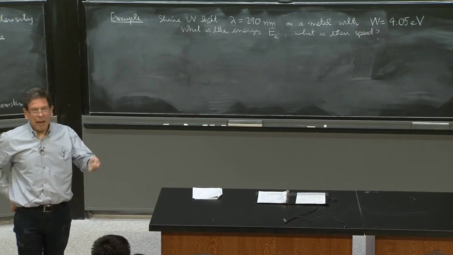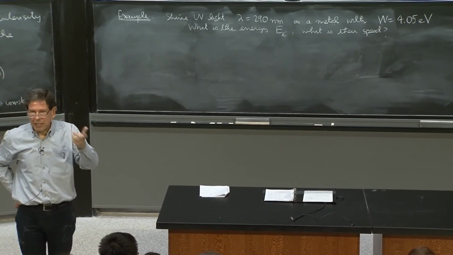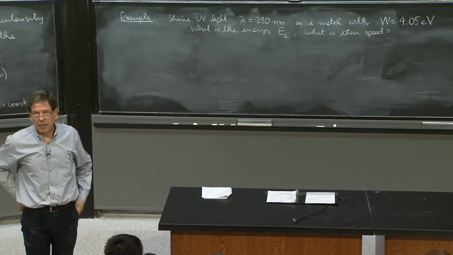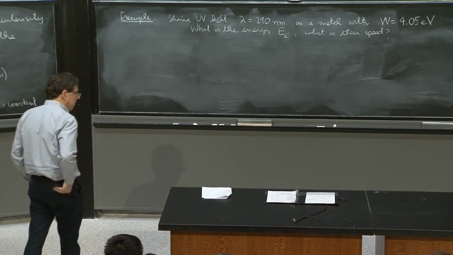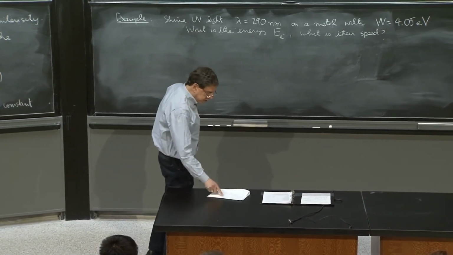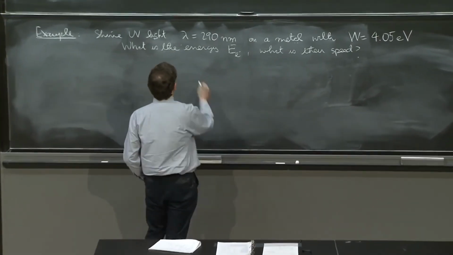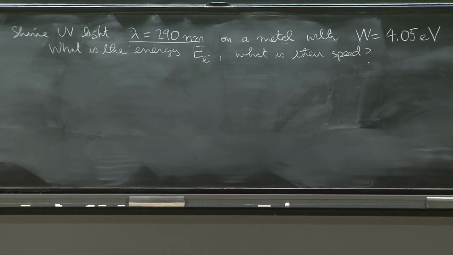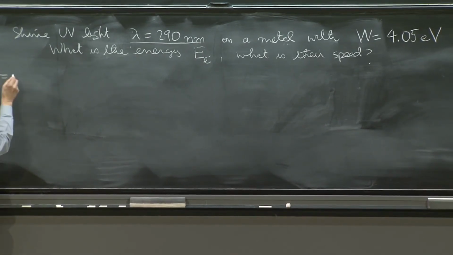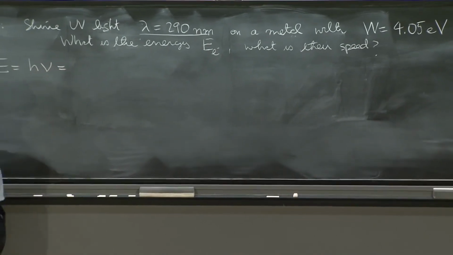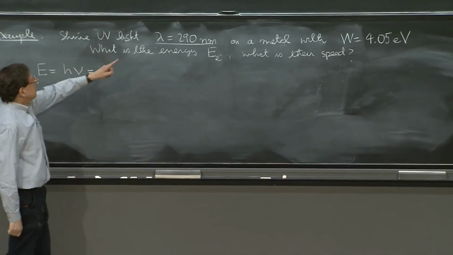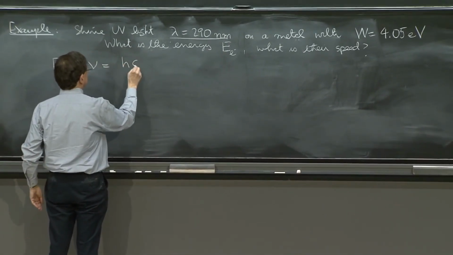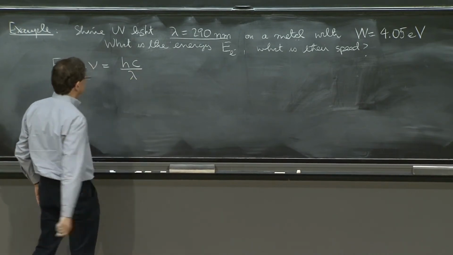But you should be able to do back-of-the-envelope calculations in which you estimate things quickly. And with one significant digit, you don't even need a calculator to do this. So let's see how one does this. The first thing to do is to figure out what is the energy of this photon. So the energy of a photon is h nu. But nu times lambda is c, so this is hc over lambda, where c is the speed of light.